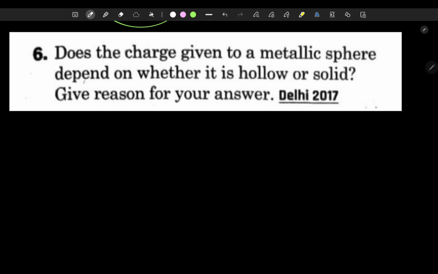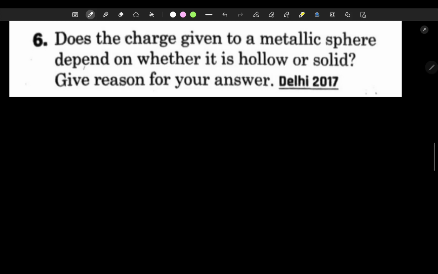So next is our question number 6. Does the charge given to a metallic sphere depend on whether it is hollow or solid? Give reason for your answer. Suppose this is your metallic sphere. Yes, so when we give charge to it, what will happen? Then all the charges start to reside on its surface. Remember this thing. When extra charge is given to this metallic sphere, all the charges start to reside themselves on the surface of the sphere.